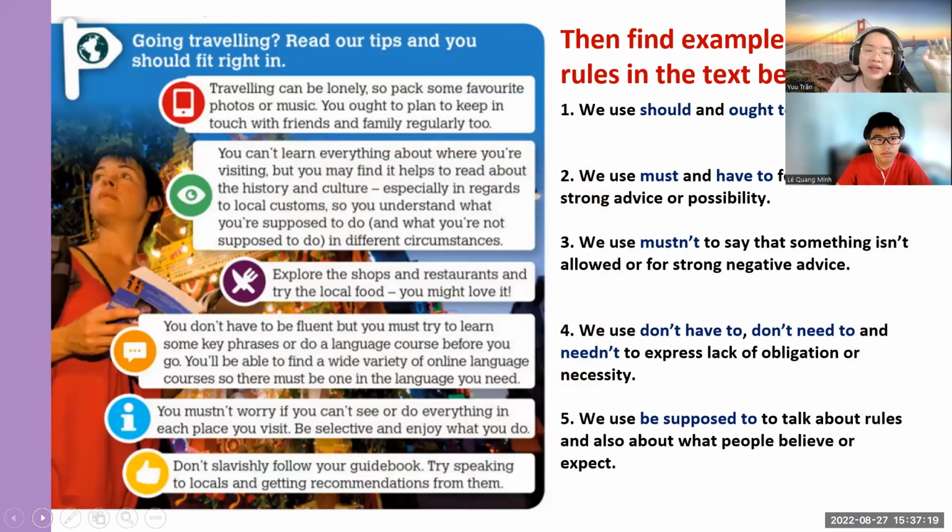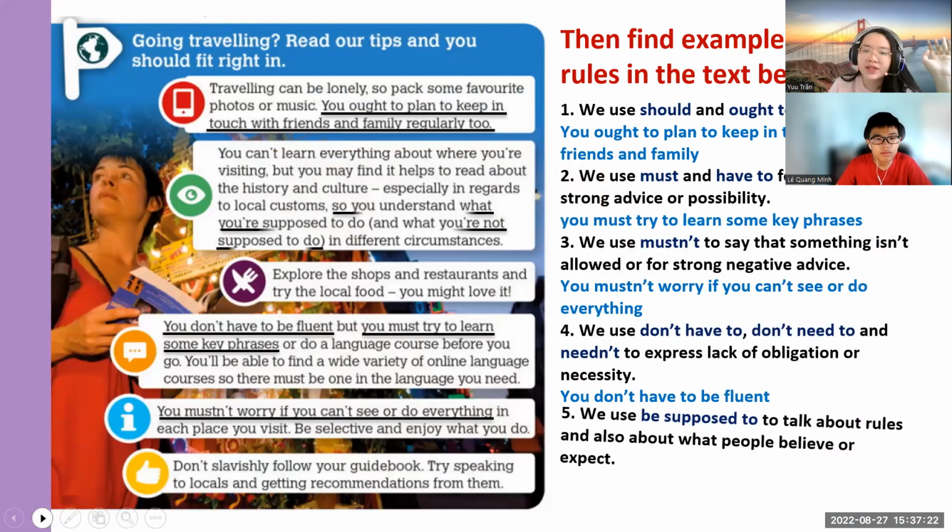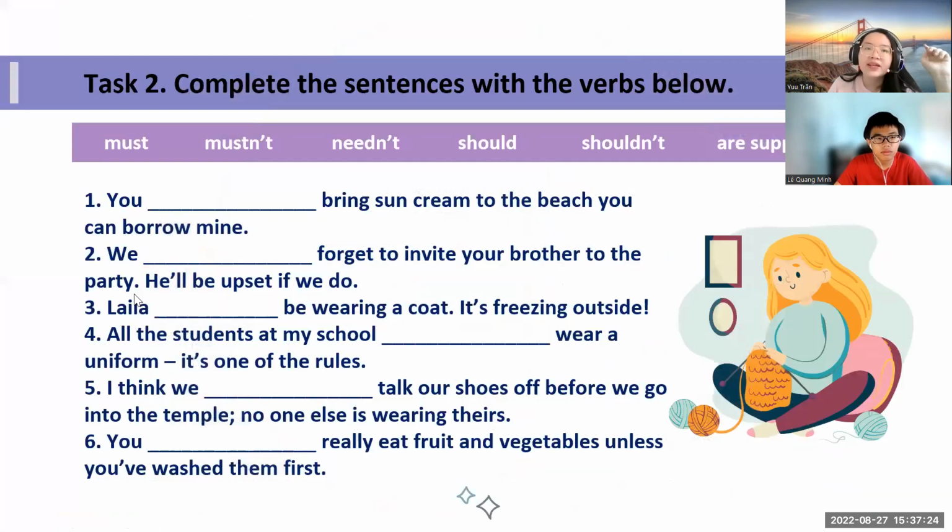Rồi cái này bỏ qua đi. This part is nothing very exciting. Okay, I need you to help me complete the sentences down here. Complete the sentences with the verbs below. You see that you have all the modal verbs you need: must, mustn't, needn't, should, shouldn't, and are supposed to. Pick one and put in the correct sentence here.